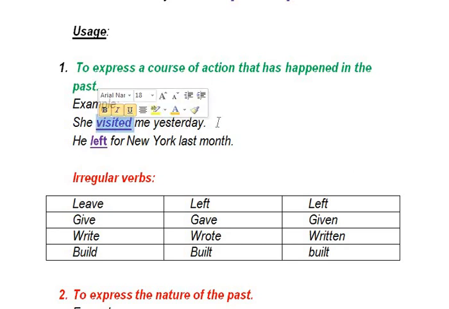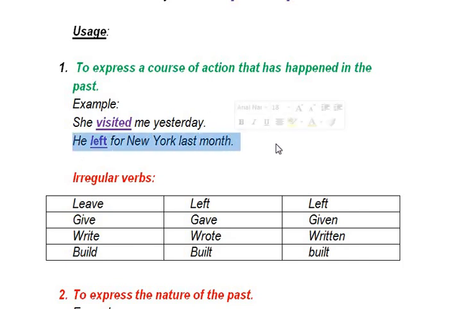One more example, see here: most of the time in the past tense, the verb takes the ed form, like visited, moved, cooked, walked, like that. Past tense always takes the ed form. But look at the second example: he left for New York last month. The meaning of this sentence is he already left, or else left before this moment, at the time of speaking. Before the time of speaking he already left. And here, if you see, in this verb, we didn't use the ed form.